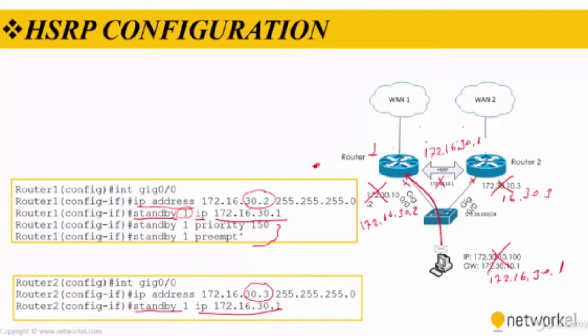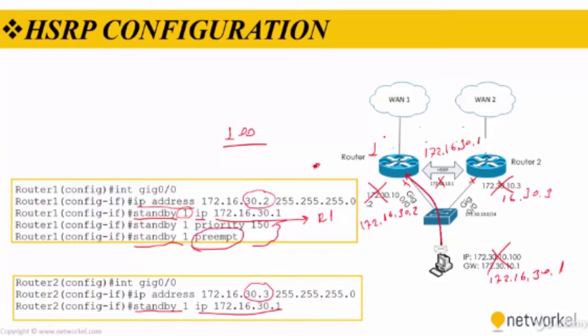Standby 1 priority 150. This line shows me that router 1 is the active router for this HSRP topology. Because the default value of the priority is 100, if I choose 150, this guy will be the active one. And here, as you can see, I typed the standby 1 preempt command, which means I have configured the preemption.